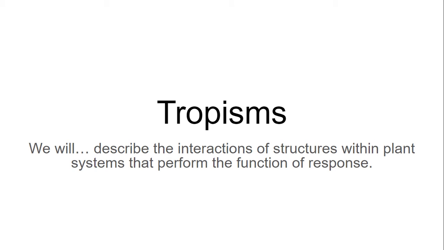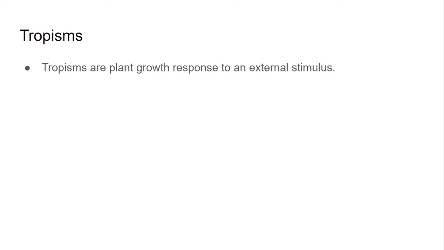Hey everyone, today's lesson is going to be over tropisms. So, our learning objective is we're going to describe the interactions of structures within plant systems that perform the function of response. So, what is a tropism? A tropism is just a plant growth response to an external stimulus. So, plants are not isolated, so they can still respond to something else that's external to them, and that's what we're going to talk about today.